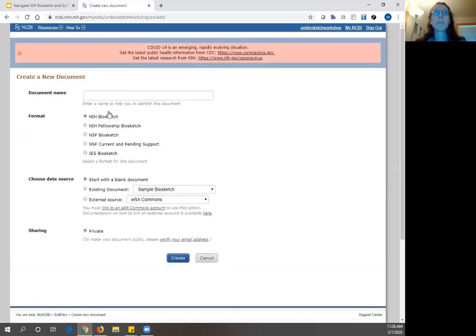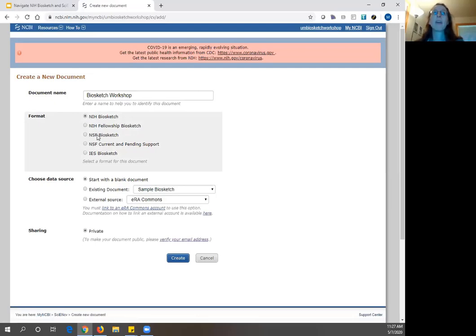And this brings me basically to a form for creating the new document. I type in my new document name, so I'll type in Biosketch Workshop. Then I choose my format. So for example, we're going to do NIH Biosketch today, but if I were doing an NSF Biosketch, I would go to that. If I selected NSF Biosketch, then SciENcv would bring up the appropriate format that is required by NSF.